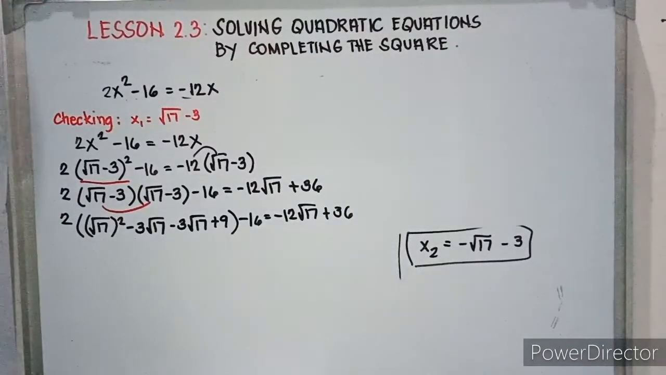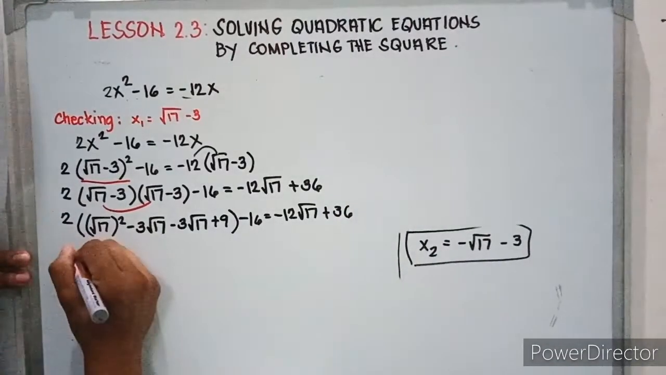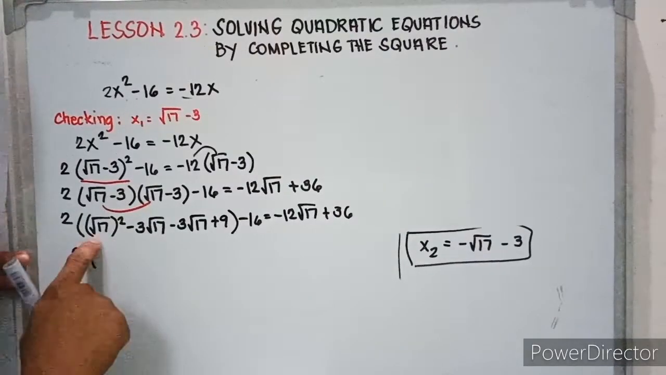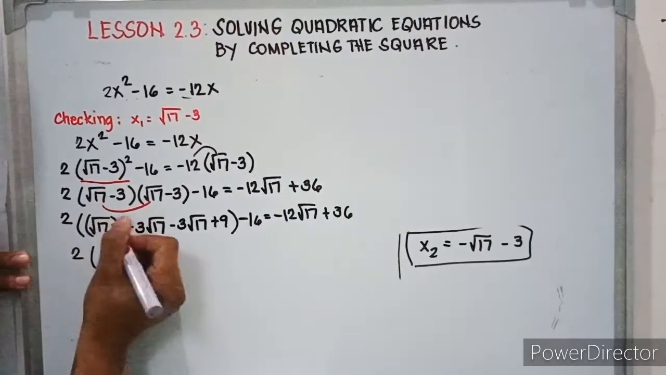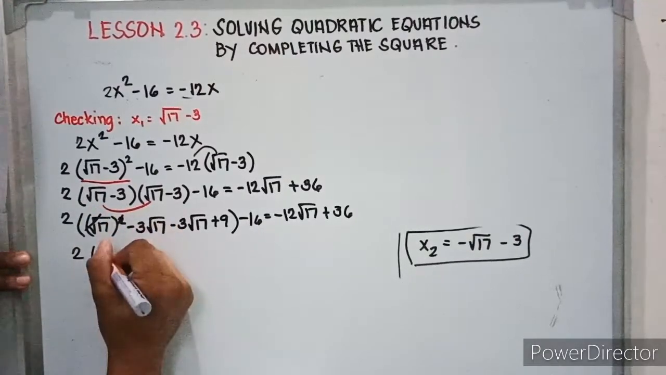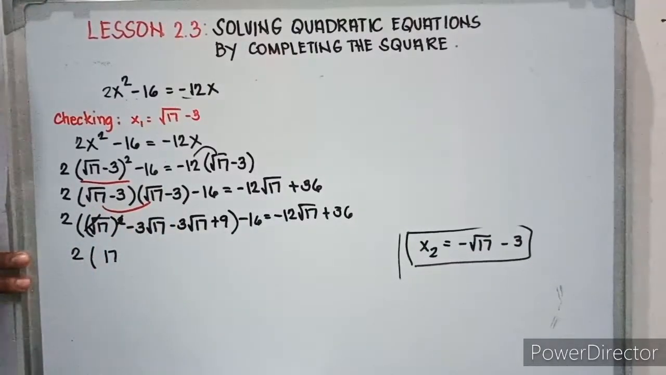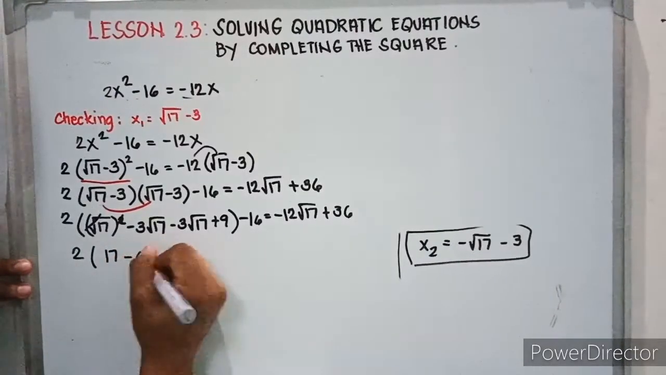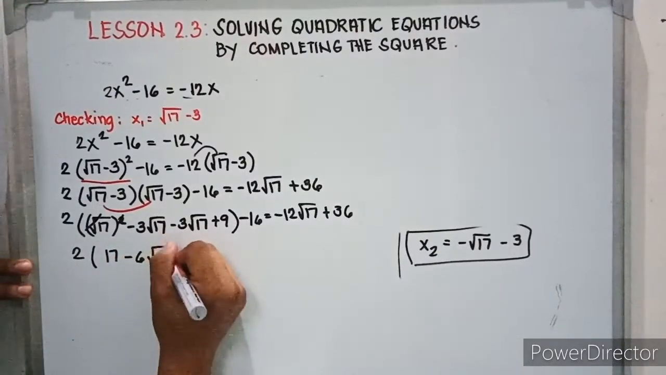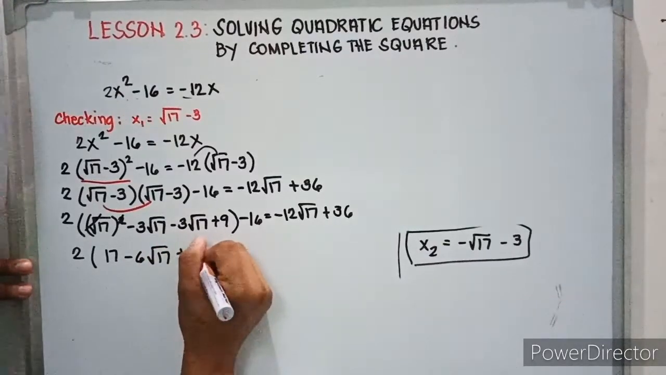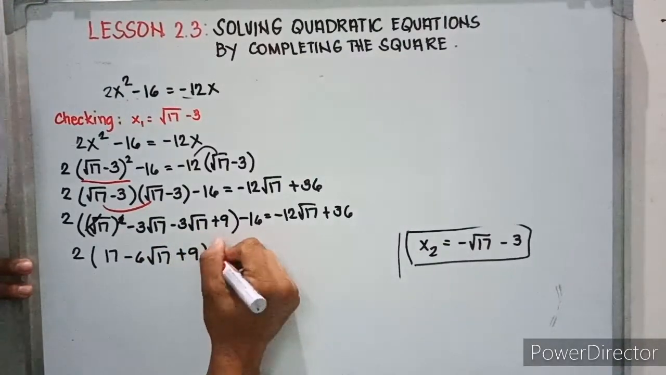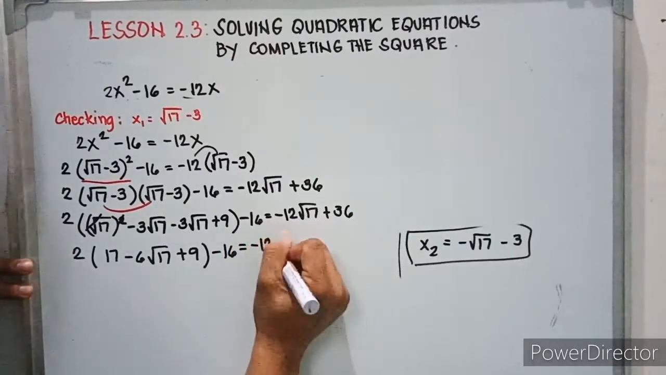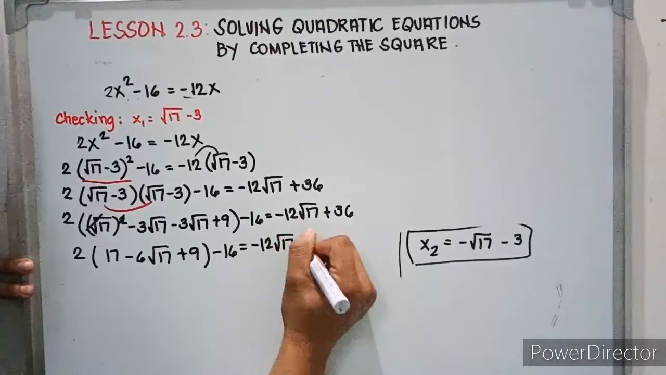Then we are going to simplify. So we have 2 times, okay? So this is square root, then squared, we have cancel. So the answer is 17. Okay? Then negative 3 minus 3, that is negative 6 square root of 17 plus 9, minus 16 equals negative 12 square root of 17 plus 36.